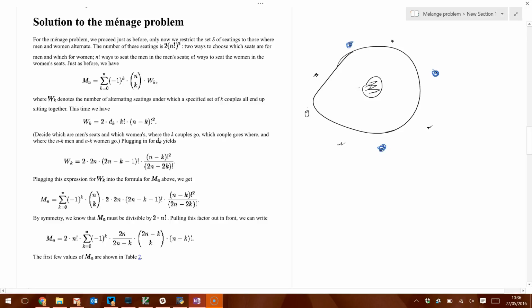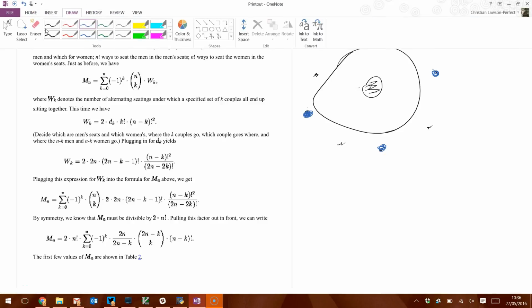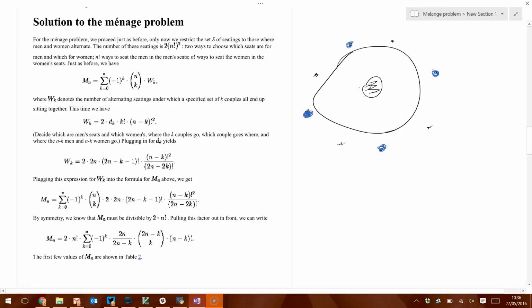Right. So we're going to alternate now: gender A, gender B, A, B, A, B, A, B. So there are n factorial ways of arranging these people and n factorial ways of arranging these people, and you get to choose which gender goes there and which gender goes there. That's why we have 2 times n factorial squared arrangements. So that's how many arrangements there are, and we want to know how many of those have the property that no couple is sitting together.